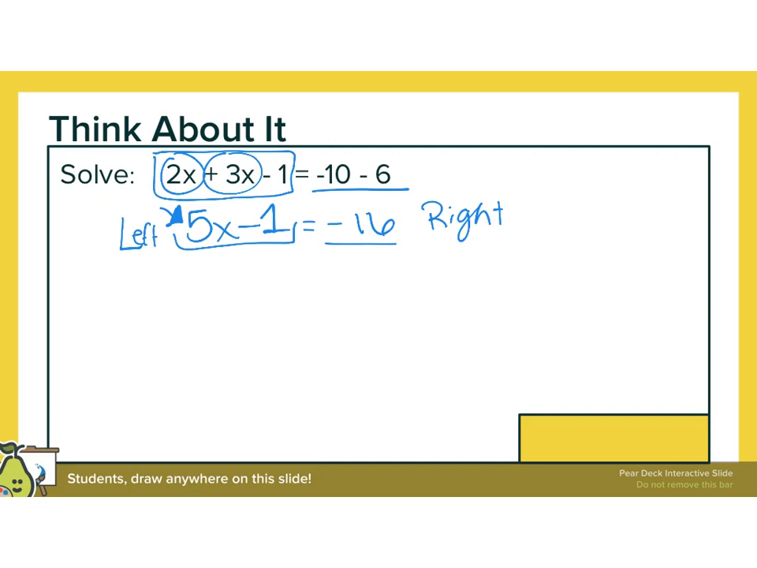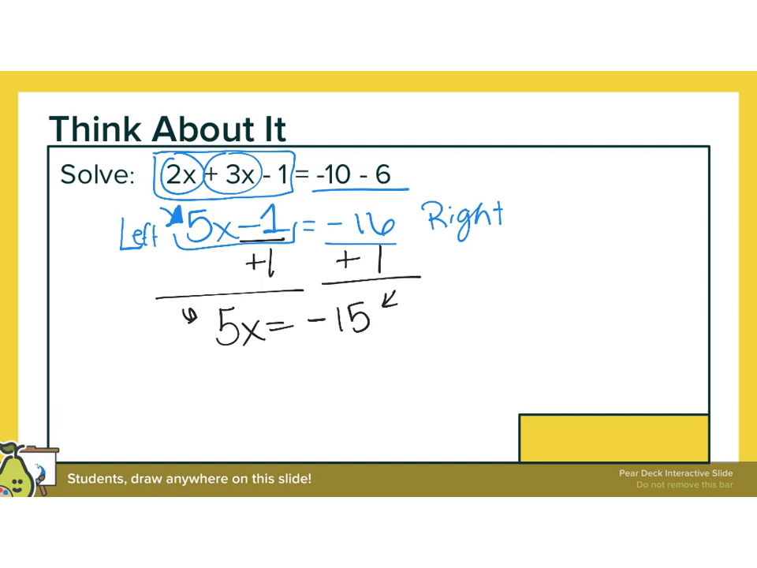That means I want all my constants over here on the right. I need to get rid of this -1 by doing the opposite. So I'm going to add 1 here. I'm going to add 1 here. I bring down my 5x. I have a negative and a positive, so I subtract. 16 minus 1 is 15. Keep the sign of the larger. I have way more negatives. So my variables are on the left. My constants are on the right.